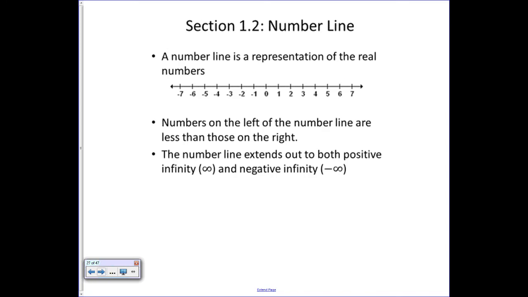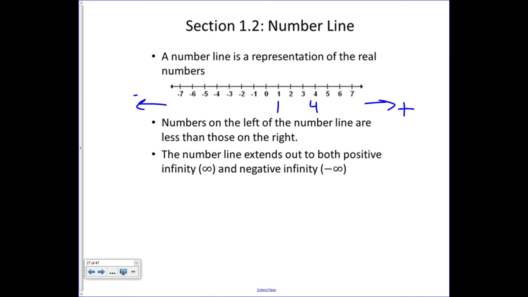So a number line is just a representation of all the real numbers spread out. And each one of these little spaces, or each one of the little dashes, represents an integer. And all the space between represents all the numbers between those two integers. Numbers on the left of the number line are less than the numbers on the right. So 1 is less than 4. And so numbers get bigger going this way, and they get smaller going this way.